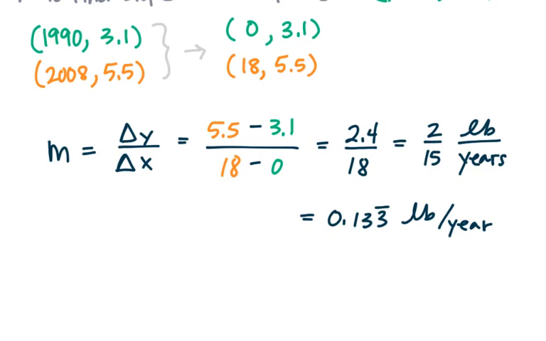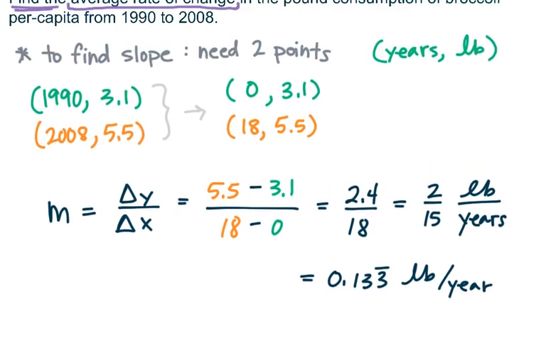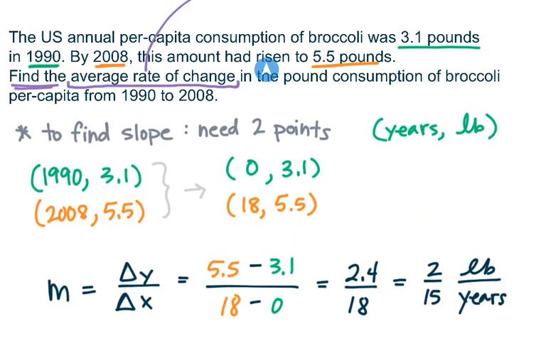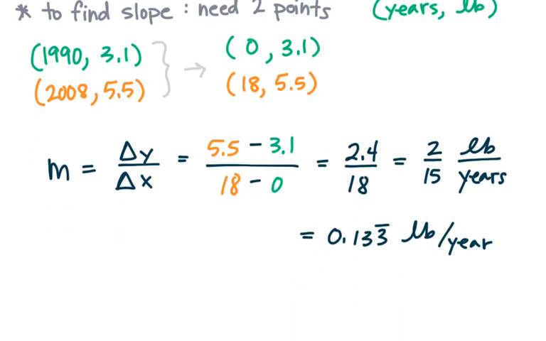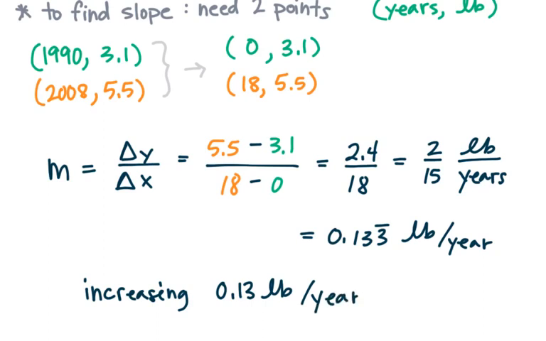So is the per capita consumption increasing or decreasing? Well, looking at the problem, it said it had risen, but this should make sense because we have a positive slope. So we could even further write this out as a sentence. We could say it's increasing at about 0.13 pounds per year.